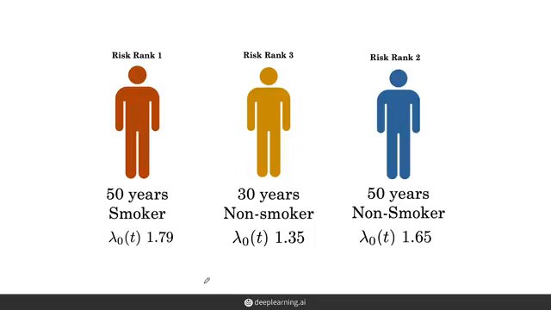So now that we've computed the hazard for all three patients, we can actually compare the risks between the patients. So here we see that the factor associated with the 50-year-old smoker is highest, followed by the 50-year-old non-smoker, followed by the 30-year-old non-smoker. So we can create a rank that says patient 1 has a higher risk than patient 2, who has a higher risk than patient 3.